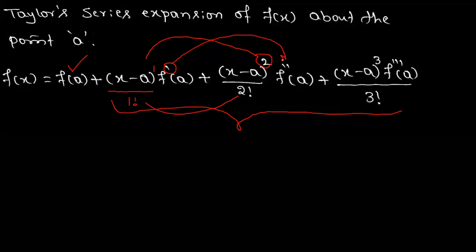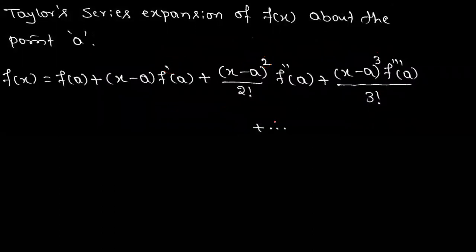See, there is an increment by 1 from the second term to third term. When you go for the next term, this 2 becomes 3 and double dash becomes triple dash. 2 factorial becomes 3 factorial. The process will be continued for further terms also. We just say plus and so on.